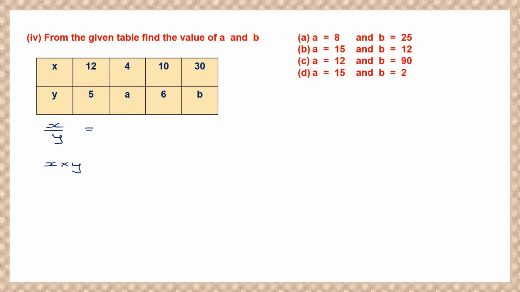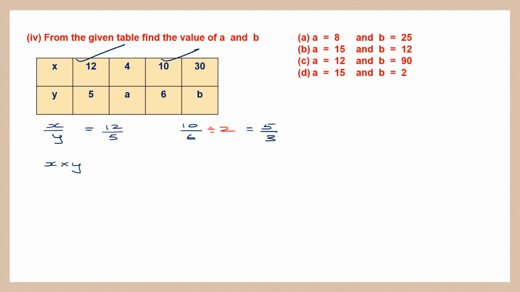So here x by y, let's take this first column, 12 by 5. We can't reduce it further. Now let's take the next column which has both the values, 10 and 6. I'm not taking this because we have an unknown here, A, and I'm not taking this because we have an unknown B. Here we know both, so let's take that and see. So we have 10 by 6. 10 by 6 can be reduced to the lowest term. Both are divisible by 2, so 2 fives are 10 and 2 threes are 6.